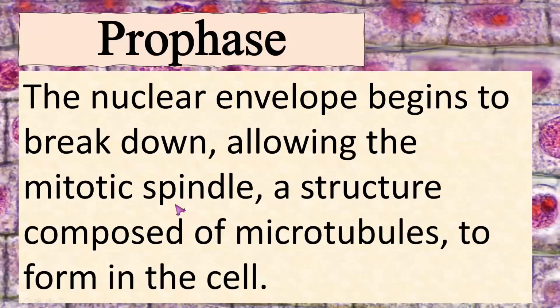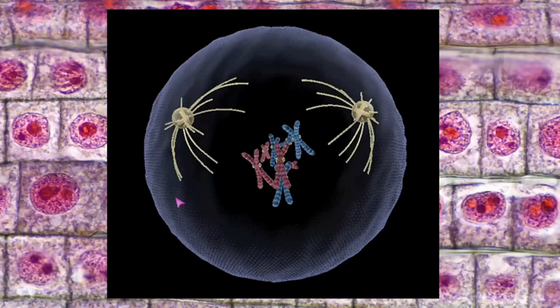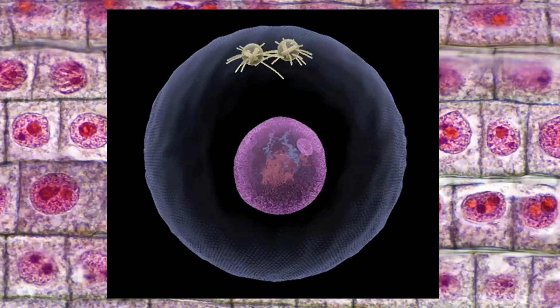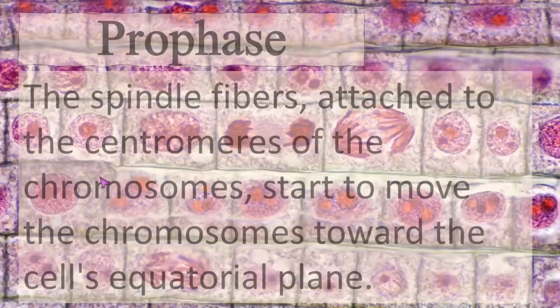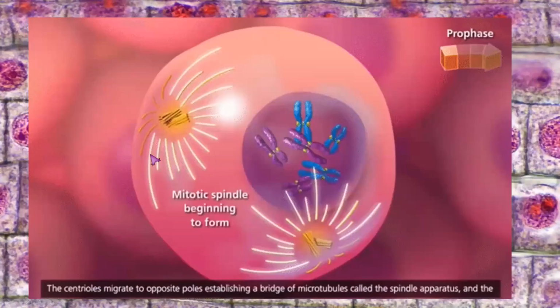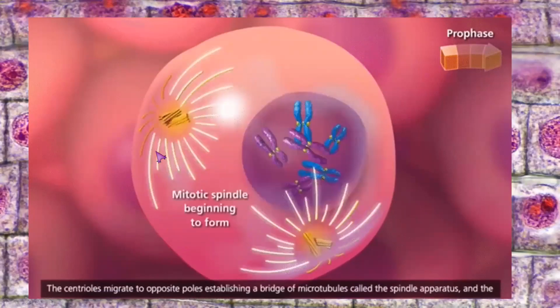Next, the nuclear envelope begins to break down, allowing the mitotic spindle, a structure composed of microtubules, to form in the cell, like in this animation. Look at the mitotic spindle and the microtubules. Next, the spindle fibers attached to the centromeres of the chromosomes start to move the chromosomes toward the cell's equatorial plane. Like in this animation, they are now moving.